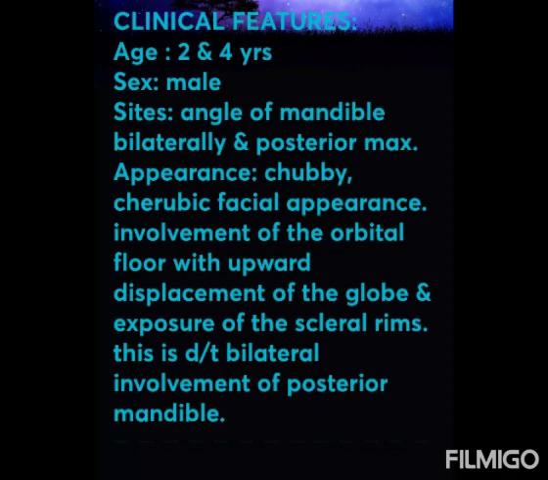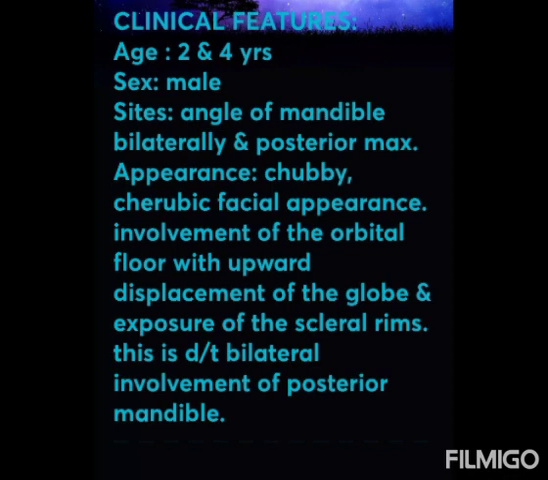Next, moving on to clinical features, the first one is age. It affects children between 2 and 4 years, with male predilection over females. In site, it shows predilection for the angle of the mandible bilaterally and occasionally the posterior maxilla, that is the maxillary tuberosity. In the appearance, in the rapidly increasing stage, the child assumes a chubby cherubic facial appearance.